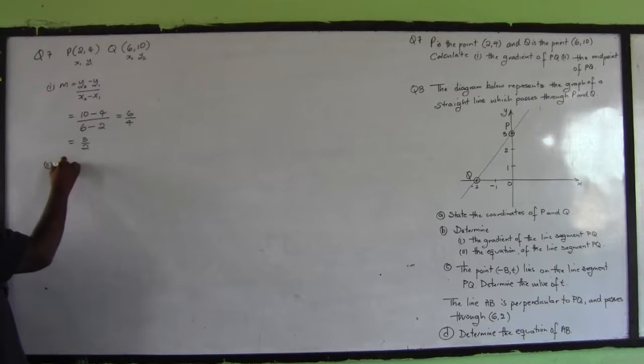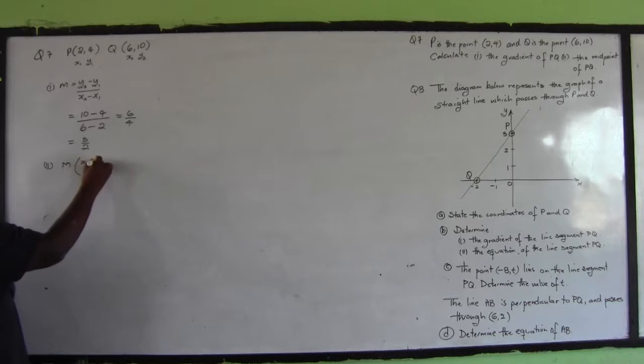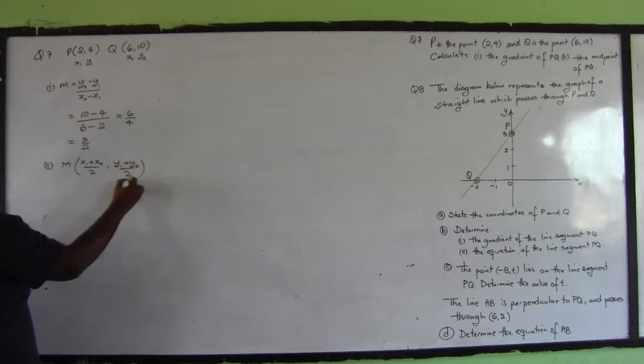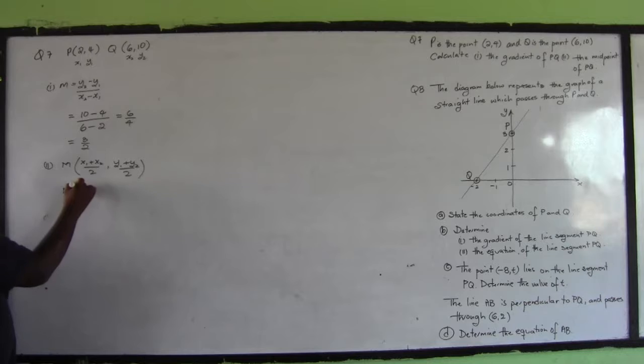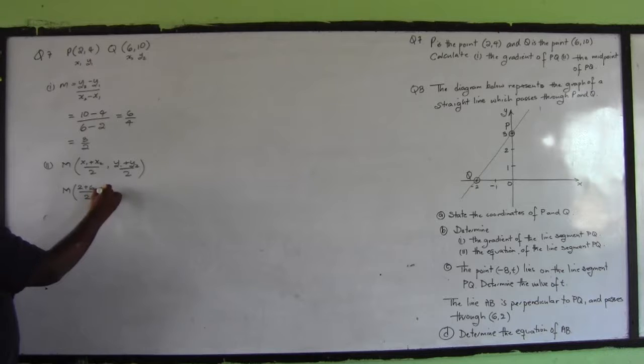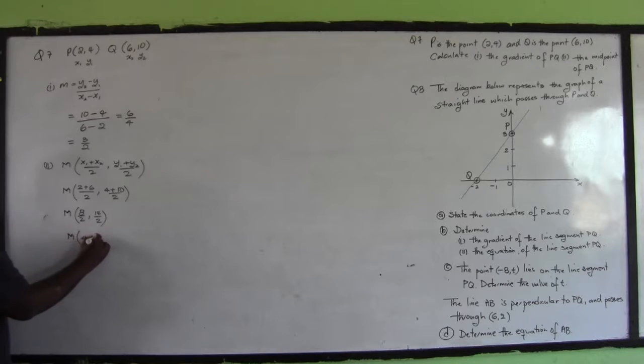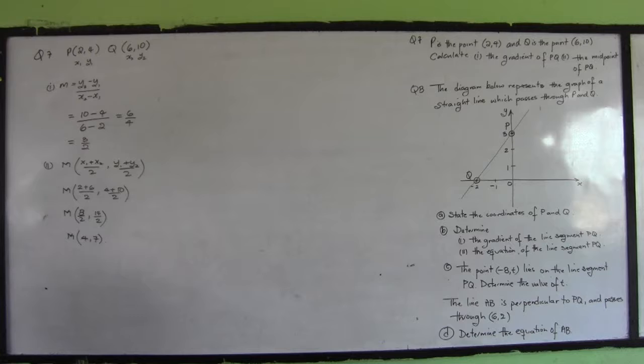The formula for the midpoint M is x1 plus x2 over 2, comma, y1 plus y2 over 2. So x1 is 2 plus 6 over 2, comma, y1, 4 plus 10 over 2. The midpoint is 8 over 2, comma, 14 over 2, which is 4, 7. Did you get that? Yes, sir. So the midpoint of PQ is 4, 7.